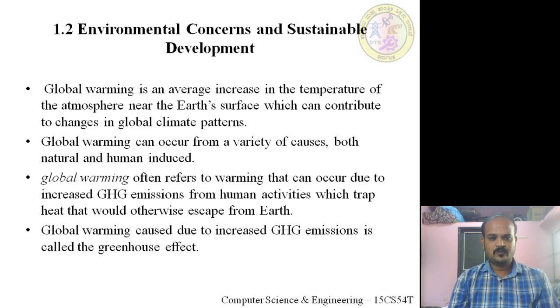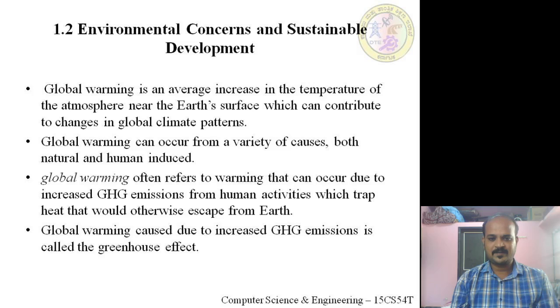Global warming often refers to warming that can occur due to increased GHG emissions from human activities, which trap heat that would otherwise escape from Earth. Now they're telling how global warming is caused because of increased GHG emissions. GHG emissions usually trap the heat that would otherwise escape from the Earth. When it is trapping the heat, it is increasing the temperature of Earth.